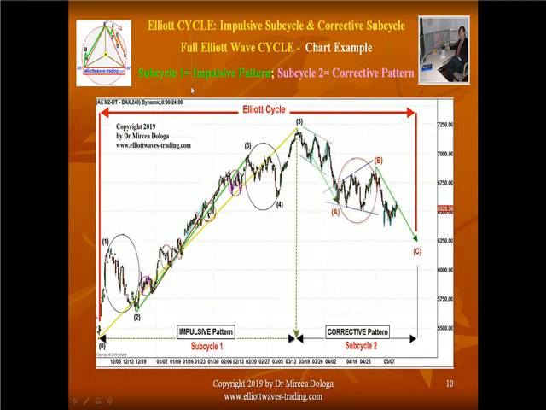This is another drawing which shows the full Elliott wave cycle. Subcycle 1 is the impulsive pattern, subcycle 2 is the correcting pattern, and what is interesting to see over here is that the C is in progress within the subcycle 2, and what we have is the wave A of subcycle 2. It looks like a leading diagonal triangle, and wave B of the subcycle 2 looks like a horizontal triangle.